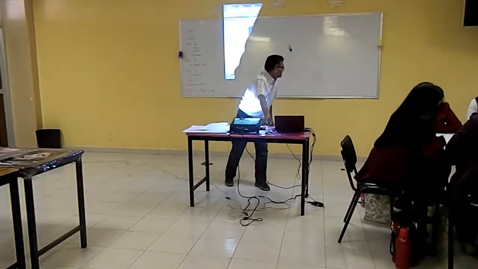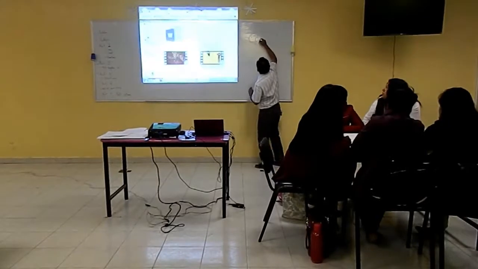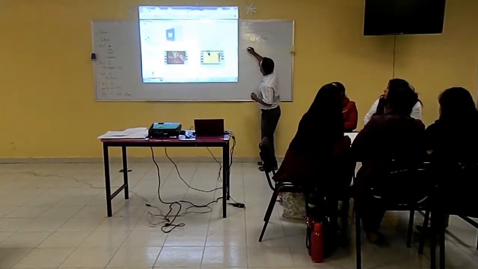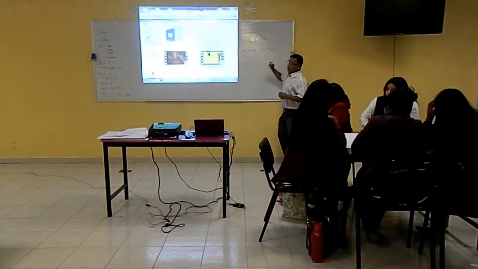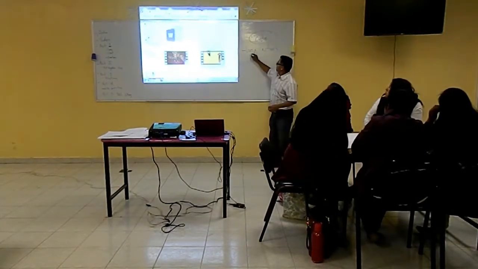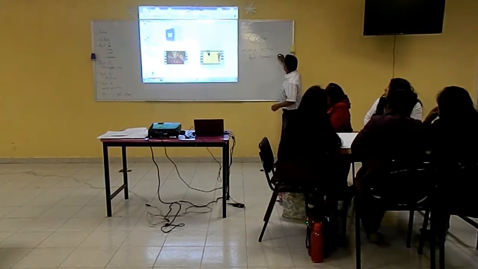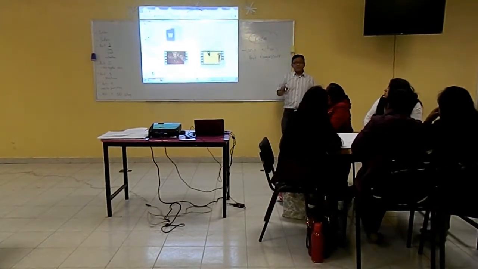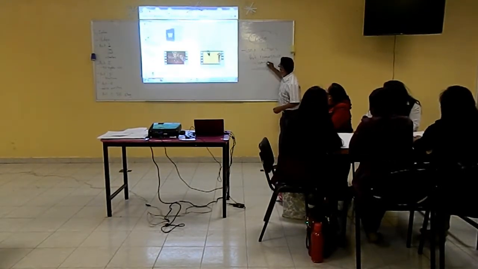Activity number 1. Circle the long actions. What are the long actions? Past progressive. How do you know it's past progressive? Because I see the word was or the word were.